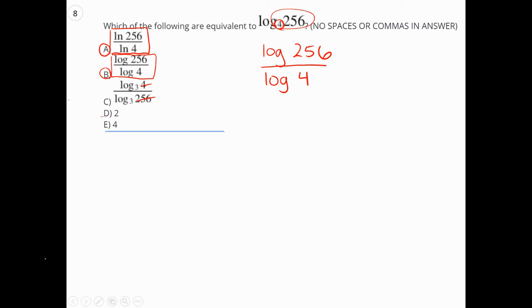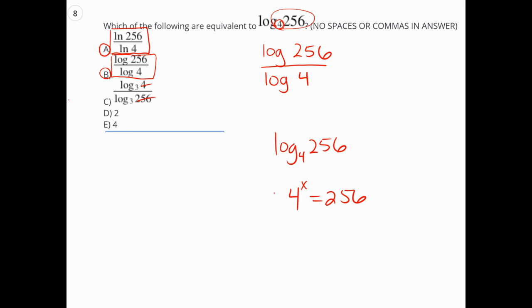Then if I look at the last two answers, my last two answer choices are numbers, which don't seem to have anything to do with change of base. They're just numbers. So with that, if I have just numbers, I might go back to the original question and ask the log question. This log means what exponent. So this is asking 4 to what power is 256.